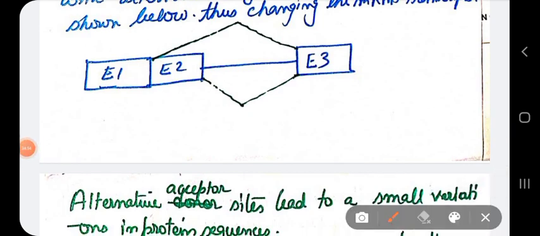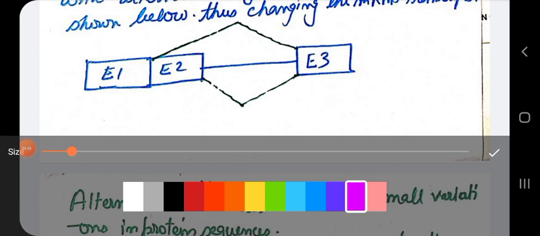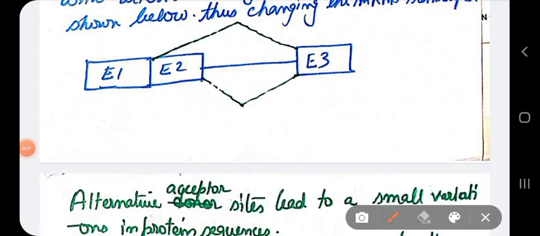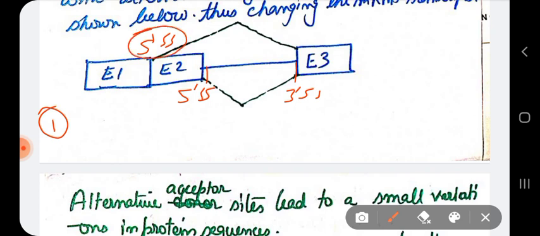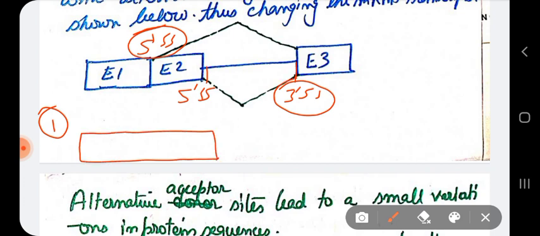If I try to draw it, okay, so this is the 5 prime splice site, this is another 5 prime splice site, and this is the 3 prime splice site. In the first case, if they use this 5 prime splice site and 3 prime splice site for the splicing process, then exon number 2 will be skipped out, even the introns will be skipped out, and exon number 1 and exon number 3 will remain.